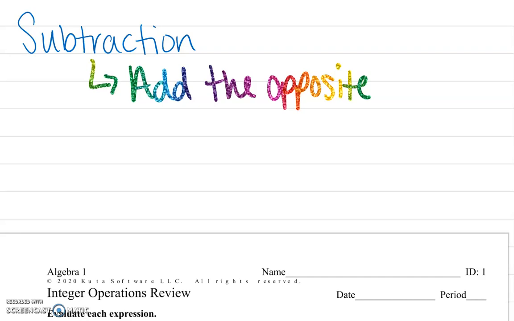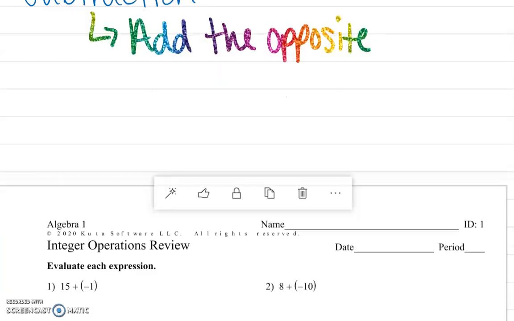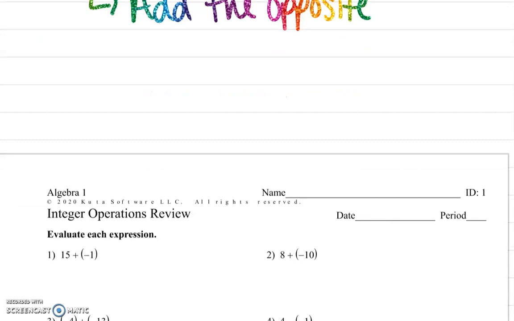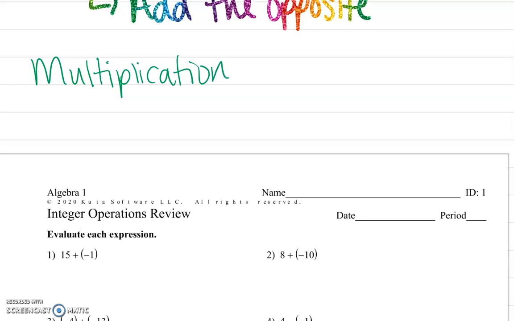And when we see a negative sign for multiplication, oops, sorry, I don't know what happened. Oh, that's ugly. Let me redo that. When we see a negative sign when we're multiplying, I want us to think the opposite.